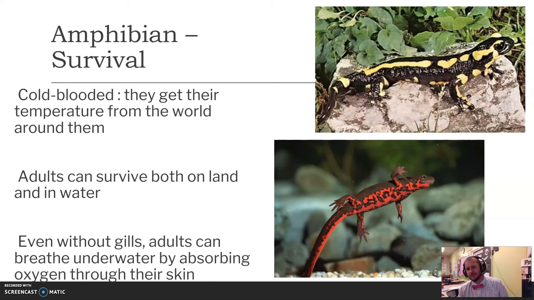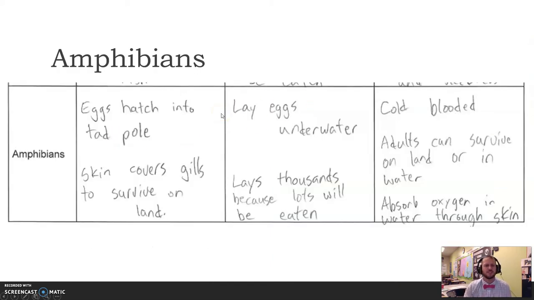They are able to do this because they do have lungs, so they can breathe on land like any other, like we as humans. But when they move underwater, they no longer have the gills to pull it from the water. They are actually able to absorb the oxygen from their skin. So they can breathe on land from the air, and they can breathe underwater by absorbing the oxygen from the water through their skin.